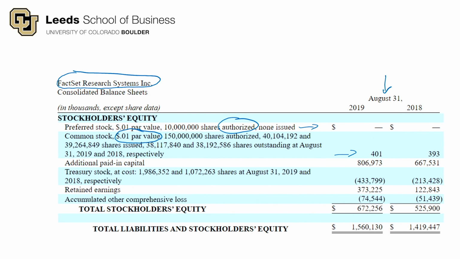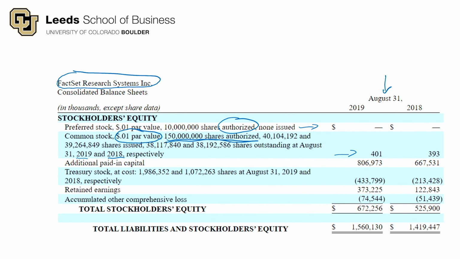But each share of common stock for FactSet has a 1 penny par value, and that's just written somewhere in their charter. Okay, how much common stock is authorized in the company's charter? 150 million shares are authorized. So that's how many shares, without changing their articles of incorporation, FactSet can issue and sell, up to 150 million shares of their common stock. Have they sold all those shares yet? Nope, not yet. So here's how many shares they have issued as of 2019 and 2018 respectively.